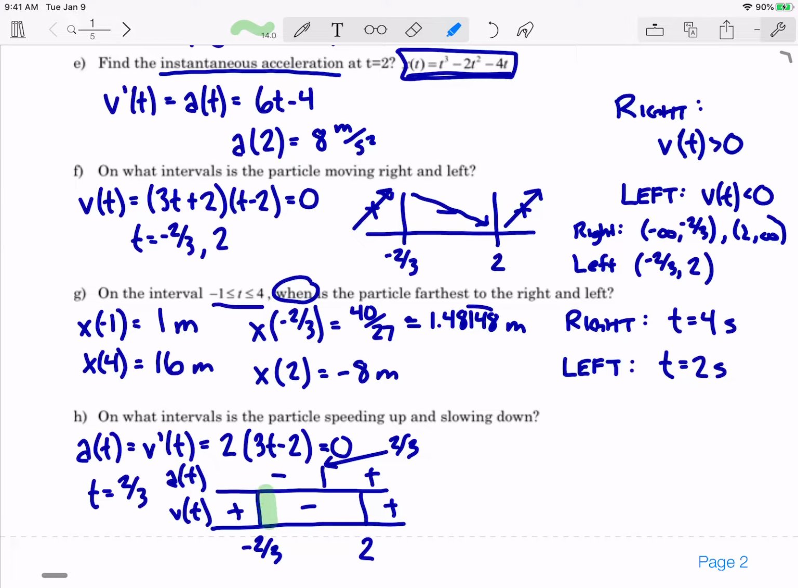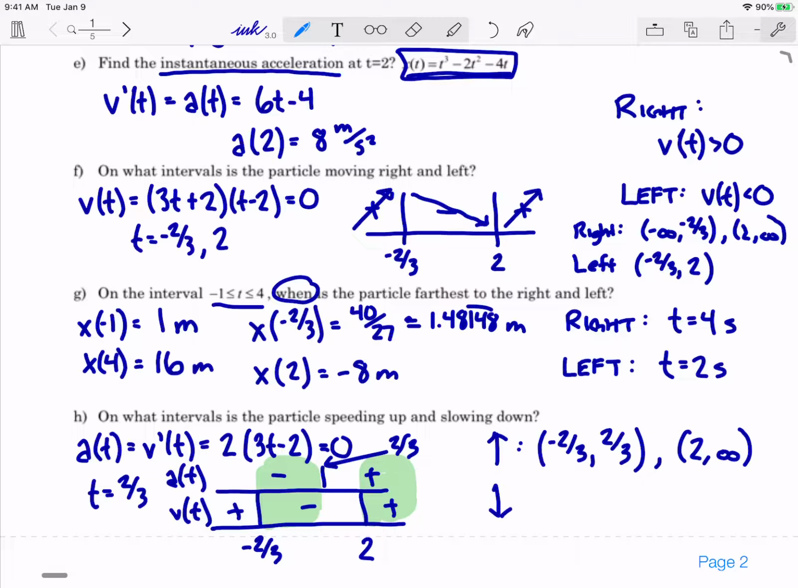So if we were to look when this thing is speeding up, I'll highlight those sections in green. Speeding up is when the signs are the same. So that's going to happen when velocity and acceleration are both negative, and when velocity and acceleration are both positive. So speeding up, I'm just going to use an up symbol because you're paying attention and you know what I'm doing. Speeding up from negative 2/3 to positive 2/3. So that's that first green highlighted section. And then from 2 on to infinity.